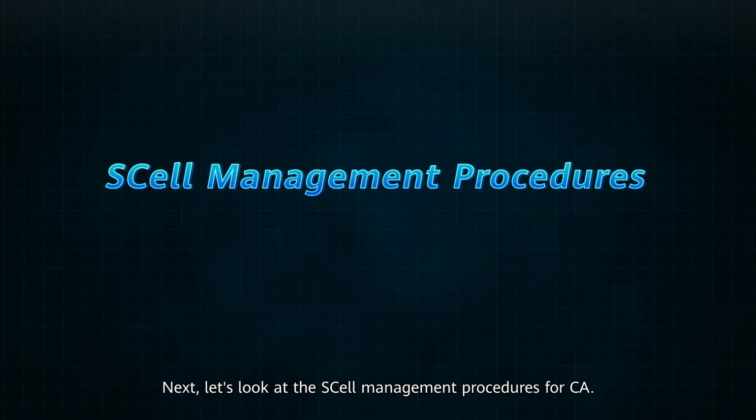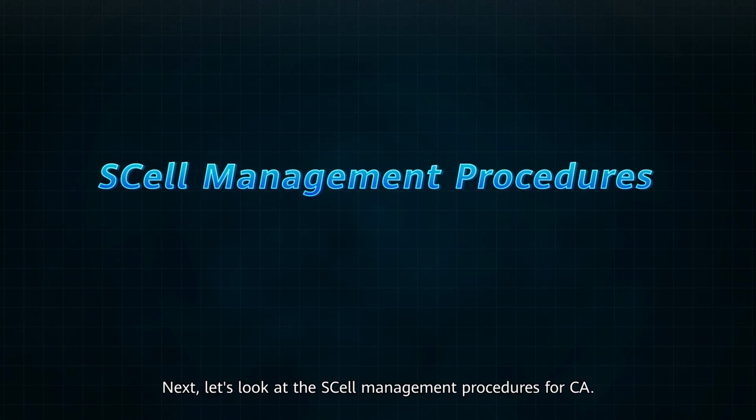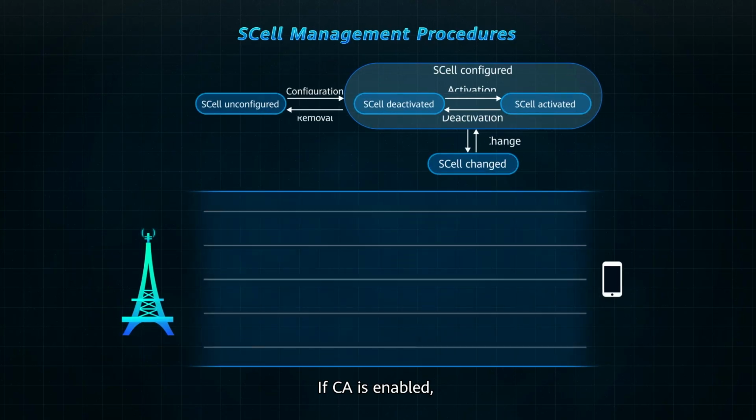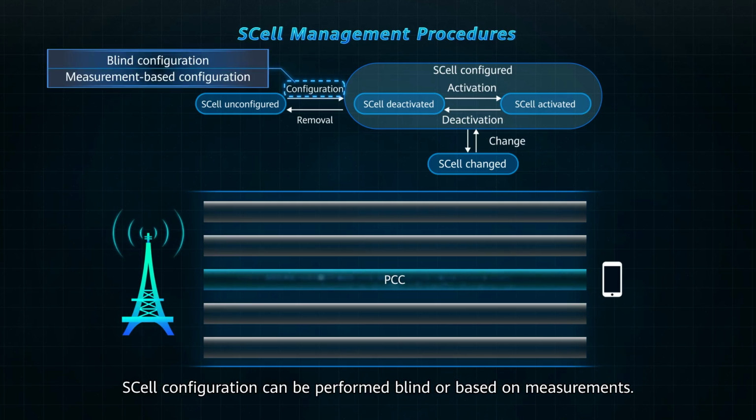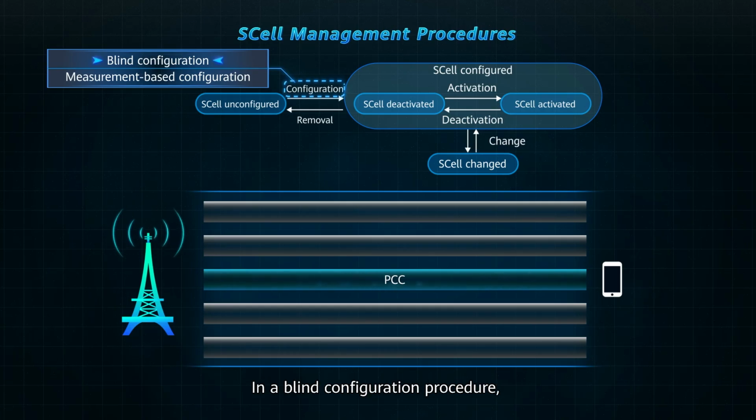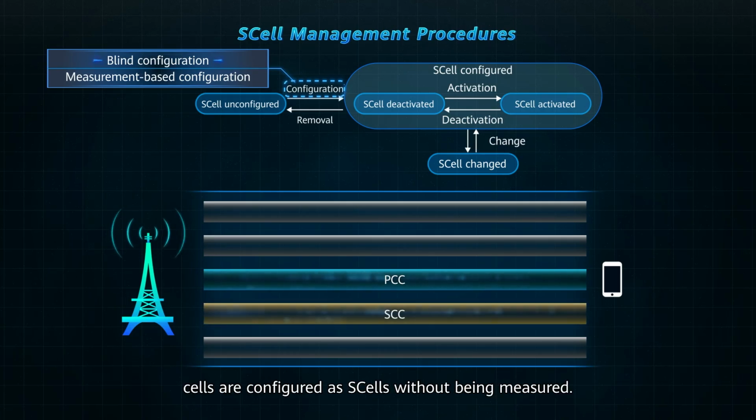Next, let's look at the S-cell management procedures for CA. If CA is enabled, S-cell configuration is triggered for a UE when the UE accesses its P cell. S-cell configuration can be performed blind or based on measurements. In a blind configuration procedure, cells are configured as S cells without being measured.